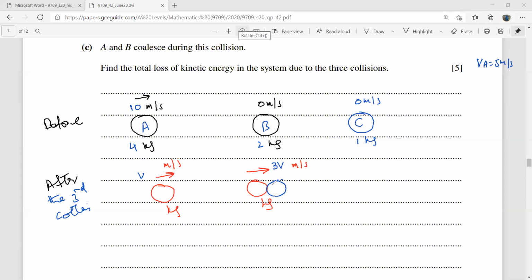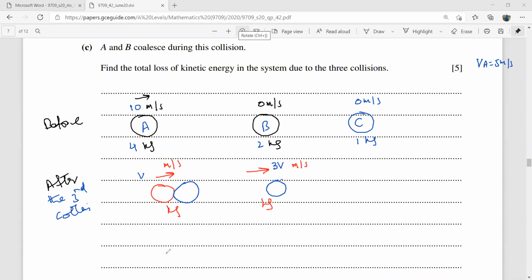Okay, Anna, I see Anna. Okay. Just 1 minute. Um, A and B coalesce. Okay, let me erase this. So A and B, they have coalesced here. So let's find what is their speed when they have coalesced. Okay, so I need to do that.